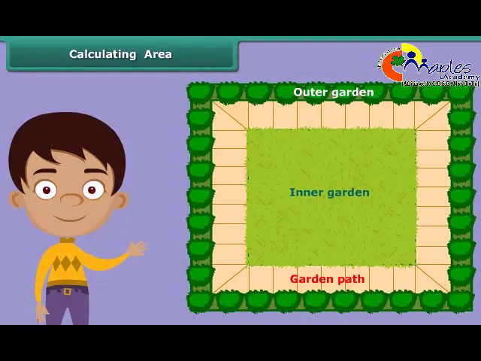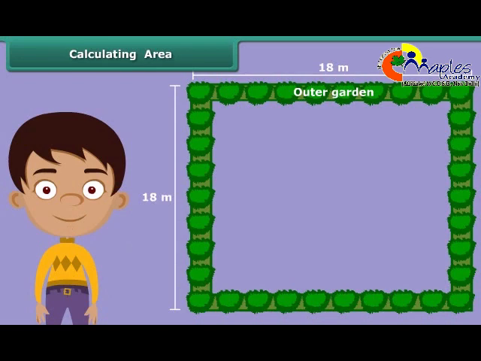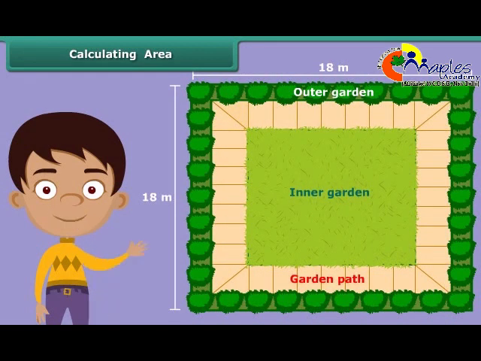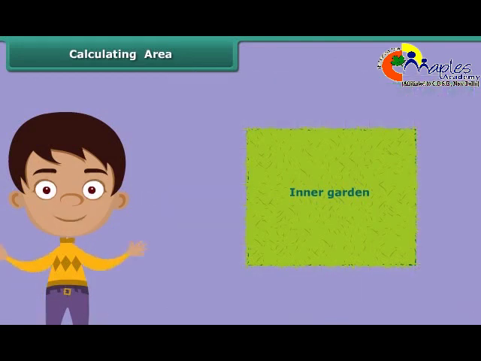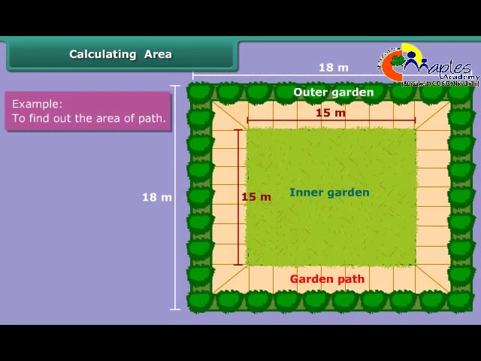Now let us advance a little further. Suppose there is a square garden of 18 meters. We want to make a provision for a path on all the 4 sides. The inner garden, after the path is made, should be of 15 meters. We want to find the area of the path.